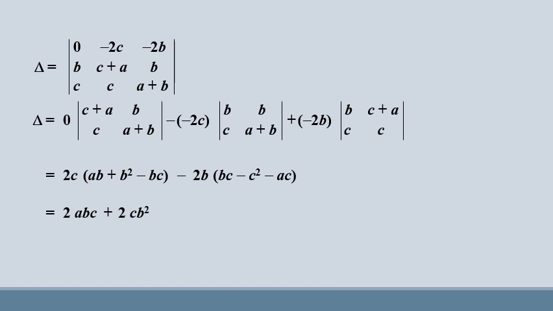So 2c into ab will be 2abc, plus 2cb square minus 2bc square, minus 2bc square plus 2bc square and plus 2abc. So 2abc plus 2abc will be 4abc. 2cb square and minus 2b square c will cancel off. Similarly, minus 2bc square and plus 2bc square will cancel off. So the remaining element will be 4abc, which is the required RHS.